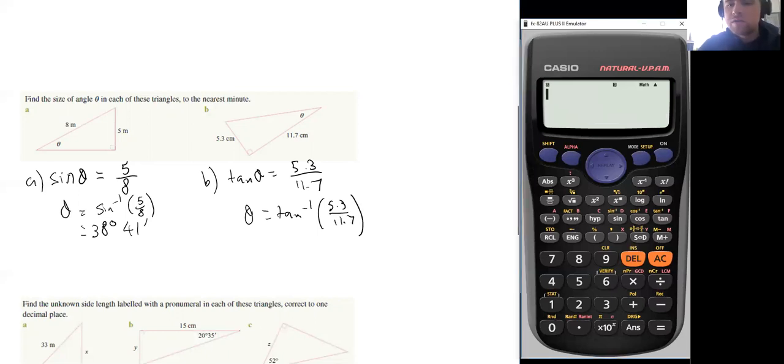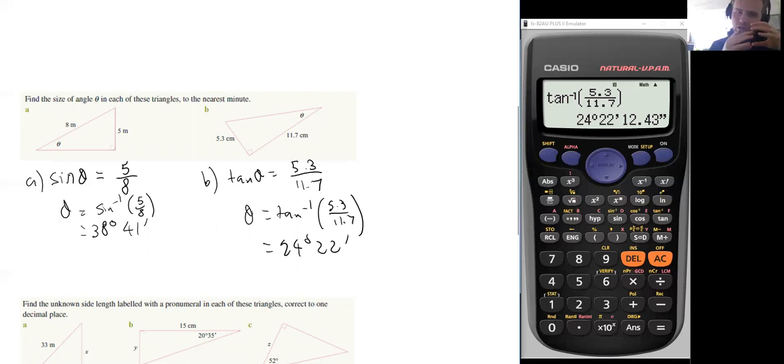So shift tan 5.3 over 11.7 will give us our answer. Convert it to minutes. We've got 24 degrees and 22 minutes for our answer there.